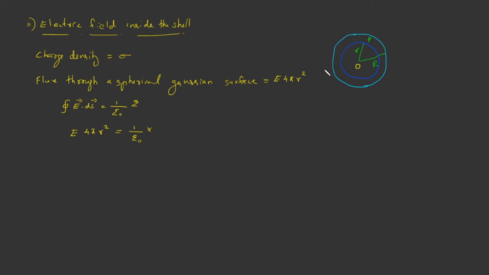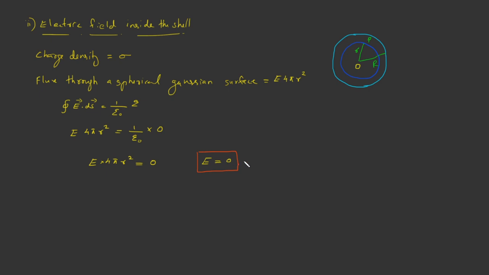Here we are considering that the Gaussian surface is inside the shell. Therefore, the charge inside the Gaussian surface is 0. Therefore, 1 by epsilon 0 into 0. Or we can write E into 4 pi r square is 0. Or E is equal to 0. That is, the electric field inside a uniformly charged spherical shell is 0.